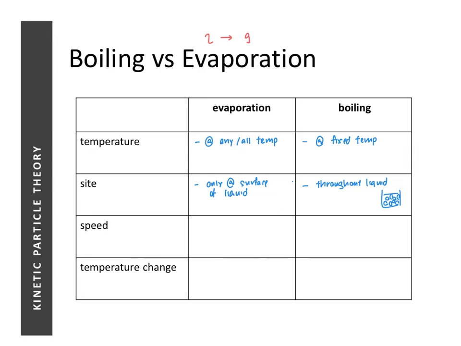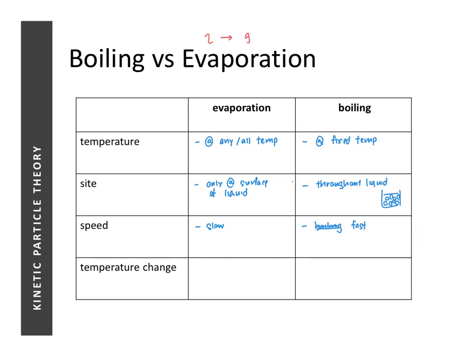Next, if we observe how fast boiling occurs versus evaporation, you will know that evaporation is a slow process. That's why your clothes take a long time to dry. Whereas boiling, if you boil water and leave it unattended for some time, you'll find that all your water will be gone. So boiling is a fast process, whereas evaporation is a slow process.